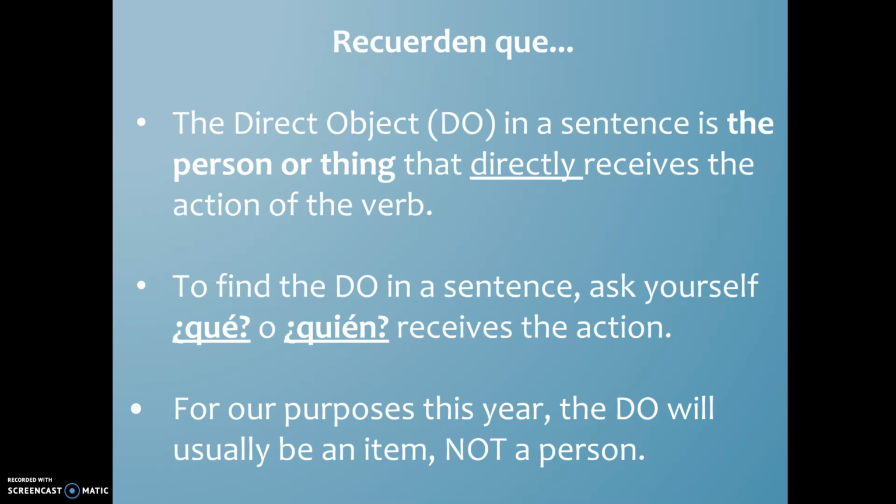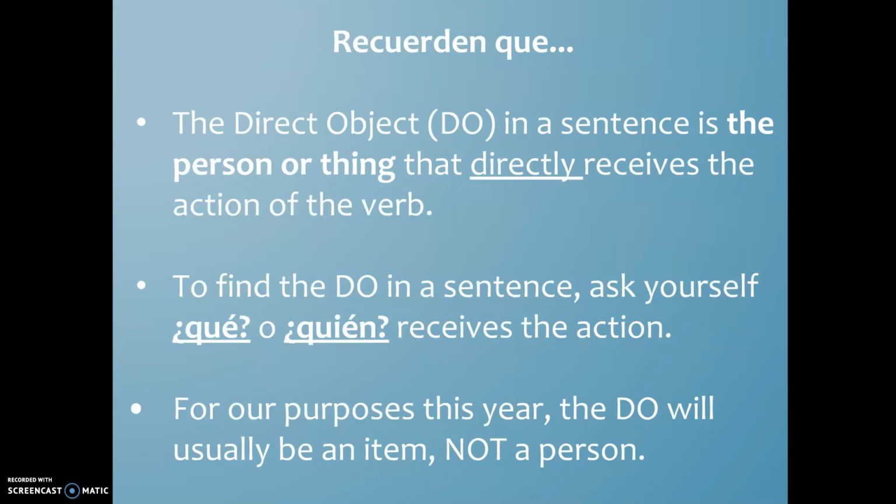And so if you're trying to find the direct object in a sentence, you're going to be working on figuring out que, which is what, or quien, which is who receives the action. And for our purposes right now, you're going to really be looking for an item, not a person, as a direct object. You may occasionally see a person, but it's going to be very infrequent. So the direct object pronouns that you'll be using the most often will be the ones that refer to it or them. So make sure you keep that in mind going forward.